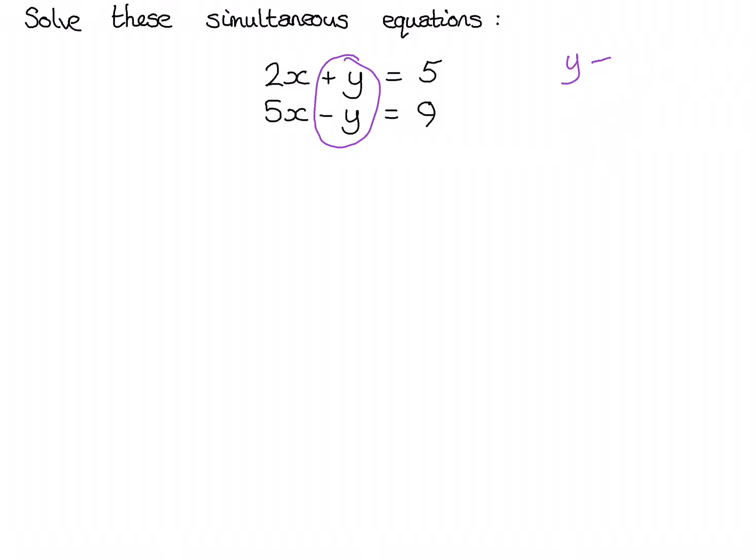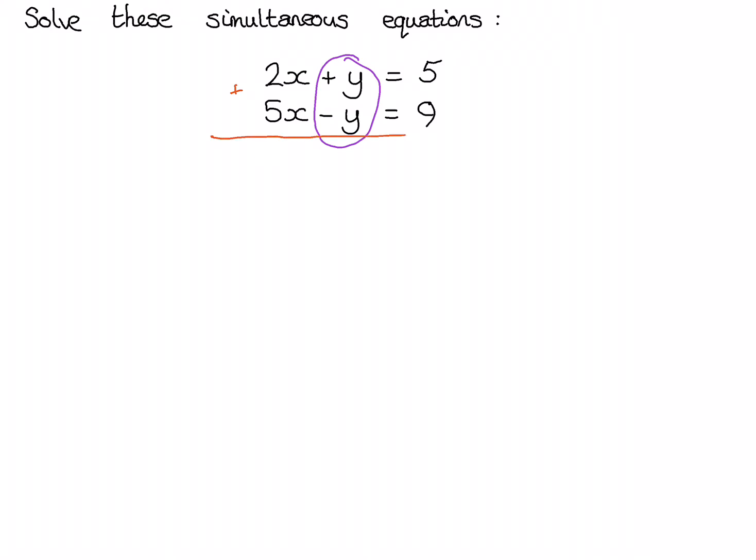Just to show why taking away wouldn't work, if you have a y minus a minus y, that then becomes a y plus y, which gives us two y's. It's not gone away, okay? So we want to add these two equations together. In general, if you have two letter terms that are exactly the same as each other, except one's a plus and one's a minus, you want to add these together, okay?